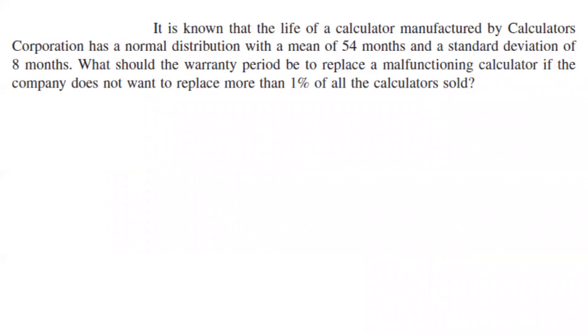It is known that the life of a calculator manufactured by a calculator corporation has a normal distribution with a mean of 54 months and a standard deviation of 8 months. What should the warranty period be to replace a malfunctioning calculator if the company does not want to replace more than 1% of the calculators sold? Okay, I'll leave you 5 minutes to solve this question. Then we'll discuss it together.